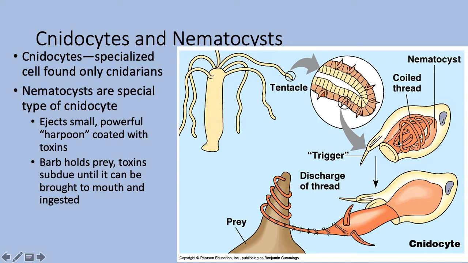Nematocysts, on the inside, have this harpoon-like structure that shoots out, grabs hold of their prey, and coats it or injects it with toxins to subdue it. Then their prey is paralyzed or doesn't move, and they just reel it into the mouth to be ingested.